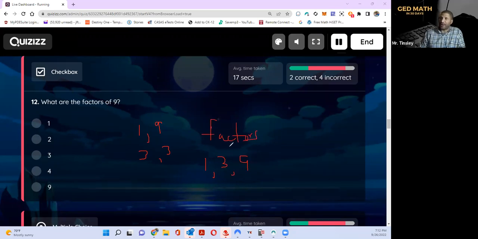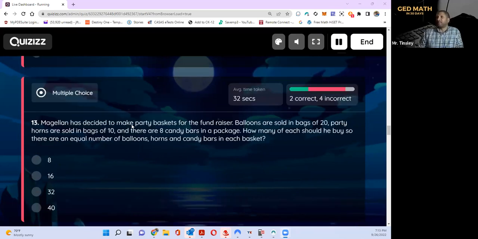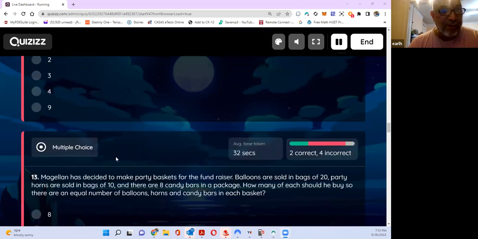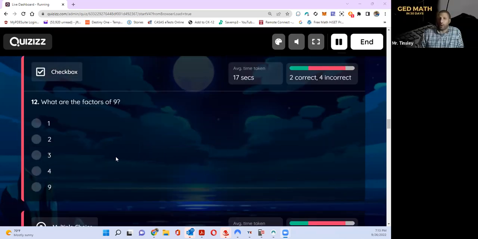Okay, you have to know what a factor is. 1, 3, and 9. These all go evenly into 9. Or you could have went into each one. Does 2 go into 9 evenly? No. Does 4 go into 9 evenly? No. So again, you have to know what a factor is: when a number goes evenly into another number. Should we pick all 3 of those numbers? All 3. Okay.